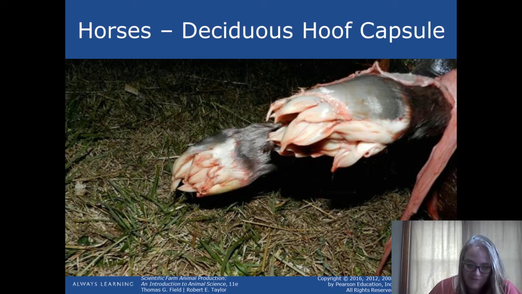This is kind of an interesting thing. This is called a deciduous hoof capsule. There's a capsule that protects the mother's uterus and birth canal from the sharp edges of hooves during birth and pregnancy. And so what you see in this picture is that it's like a soft, squishy covering over the hooves, and you can see that tissue that is kind of grown.